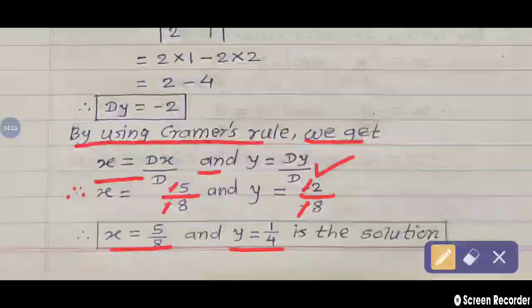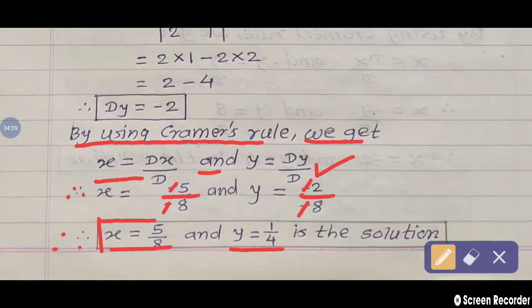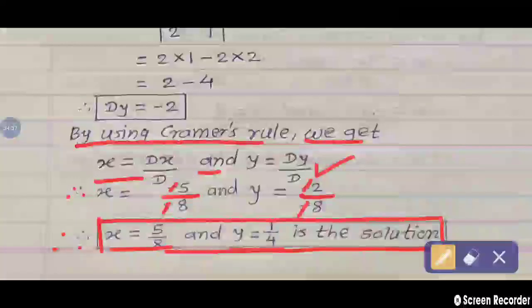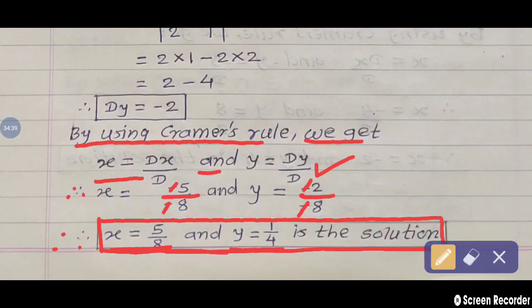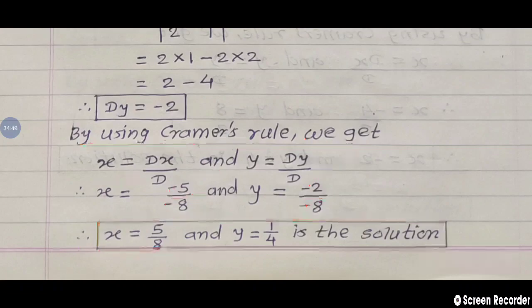And therefore at the last you highlight your final answer. Therefore x is equal to what? 5 upon 8, and y is equal to what? 1 upon 4 is the what? Solution. So in this way, very simple, we find out the value of x and y that is given in a problem related to simultaneous equations by using Cramer's rule.